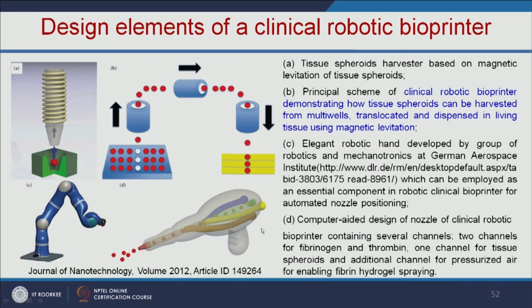This is a computer aided design of the nozzle of the clinical robotic bioprinter. It contains several channels: two channels for fibrinogen and thrombin, one channel for tissue spheroids, and an additional channel for pressurized air for enabling fibrin hydrogel spraying.